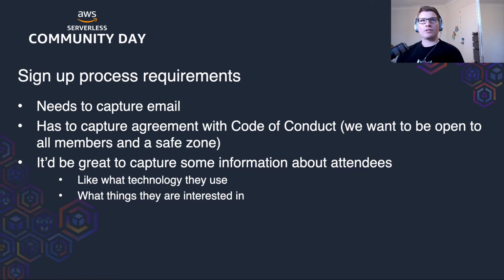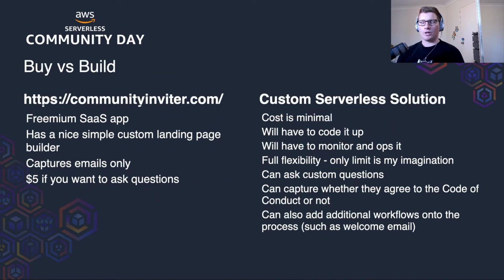So just to go through a little bit of my process requirements, obviously it needs to capture email because that's how you add people to Slack, but I wanted to get an agreement that people would adhere to the code of conduct. Basically, we want to be open to all members in a safe zone. It'd also be great to capture some information about attendees, like what technology they use, what things they're interested in, that sort of stuff. So a bit beyond the standard.